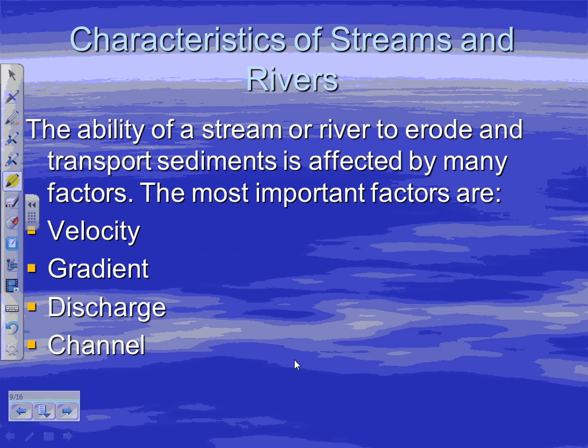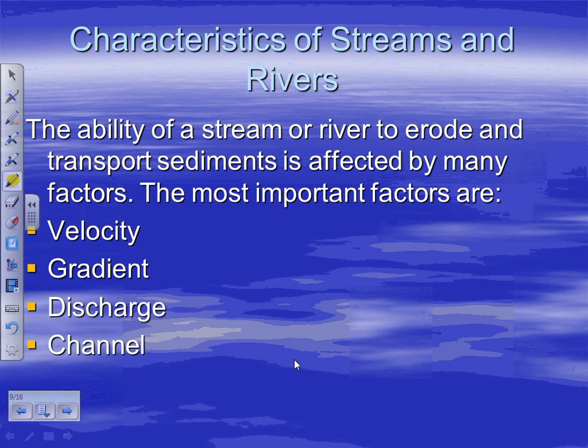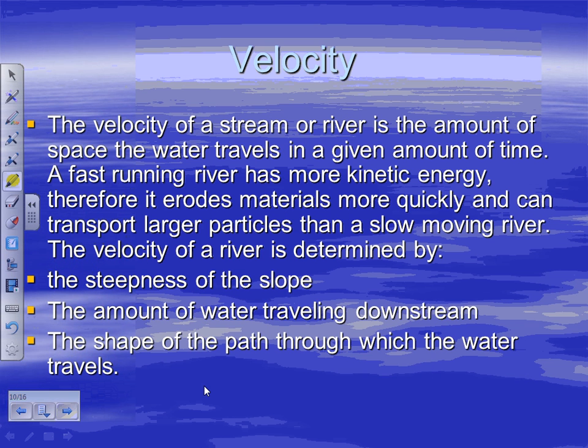Characteristics of streams and rivers. The ability of a stream or river to erode and transport sediments is affected by many factors. The most important factors are, number 1, the velocity, number 2, the gradient, number 3, discharge, and number 4, the channel. Velocity. The velocity of a stream or river is the amount of space the water travels in a given amount of time. A fast-running river has more kinetic energy, therefore it erodes materials more quickly and can transport larger particles than a slow-moving river can.